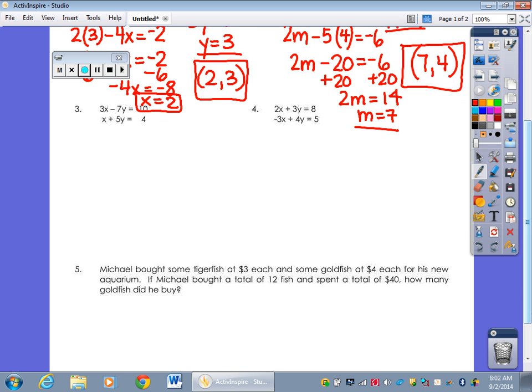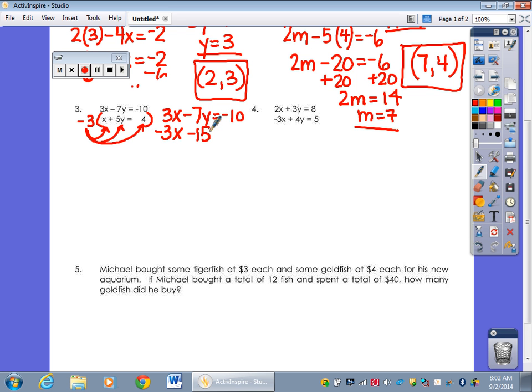Number 3. In this one, it would probably be easier for me to get the x's to cancel out. So I'm going to multiply the second equation by a negative 3. That would allow me to make positive 3x on the top cancel out with a negative 3x on the bottom when I distribute that. And remember, I'm multiplying all three terms by this negative 3. So that becomes negative 3x, this becomes negative 15y, and this becomes negative 12.